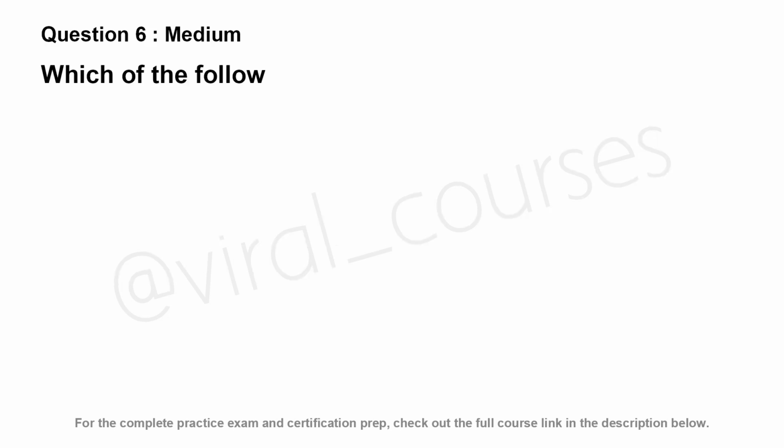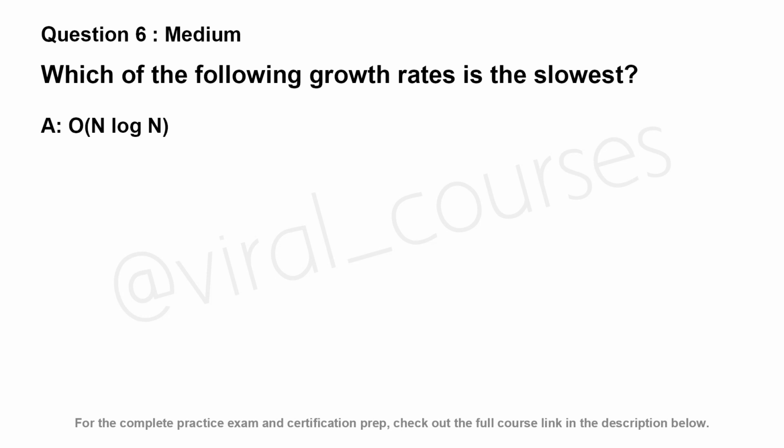Which of the following growth rates is the slowest? Option A, O(n log n). Option B, O(n). Option C, O(log n). Option D, O(n squared).